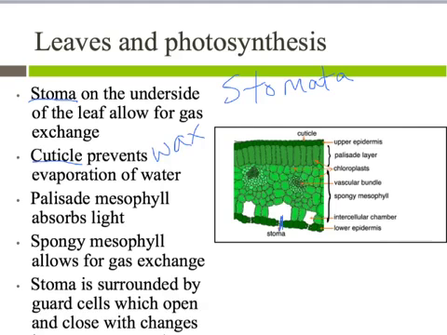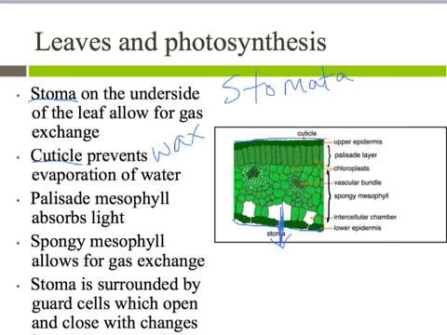And so this cuticle that you see across the top here has this waxy layer on it, and that is to prevent evaporation of water. It's to hold the water in on both sides here. It holds water in, so that really the only place that water can escape is through these stomata, or the stoma there. Okay, so that's the cuticle, prevents water evaporation.